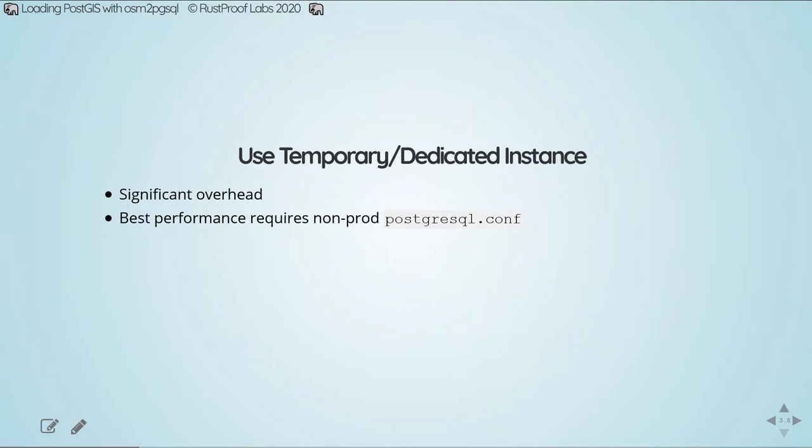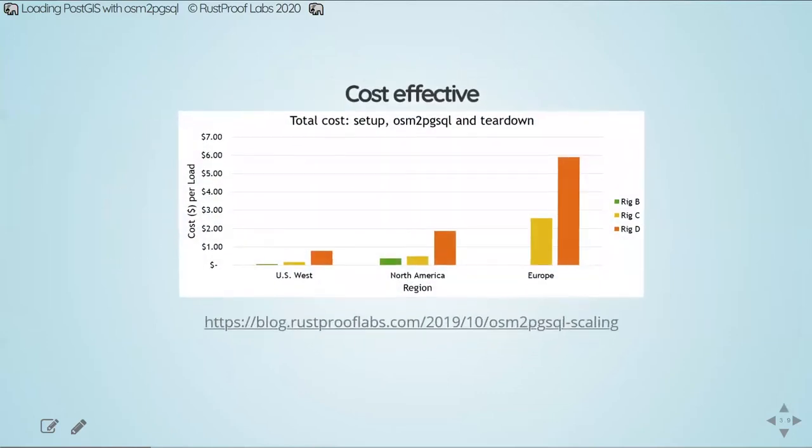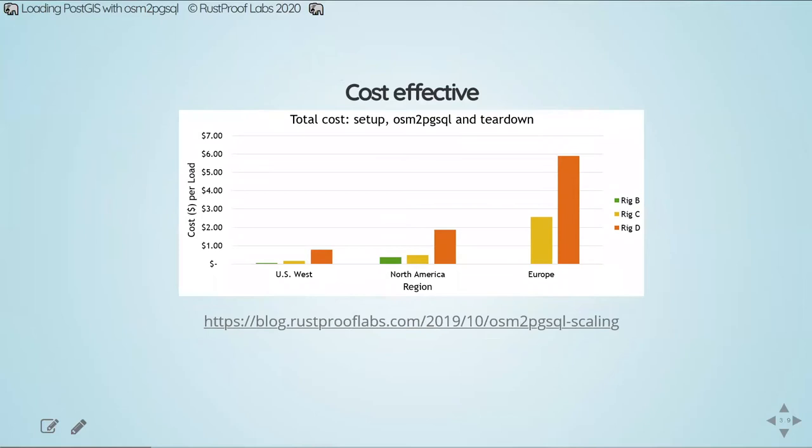This is one of the core reasons why I started doing it this way on a temporary instance: to offload, keep that high overhead process off of my production servers. And I have found this to be very cost effective with cloud-based servers with short-term instances. You can spool up quite a lot of power for a short time and get the process completed fairly cost effectively. So this chart looks at the total cost to process a region with OSM to PGSQL.